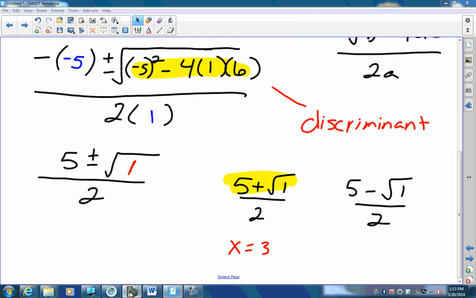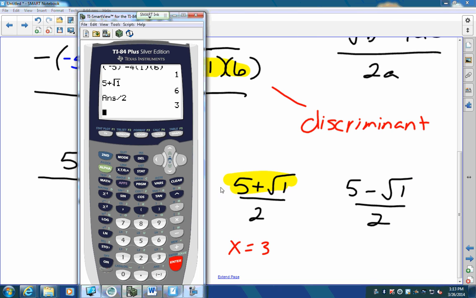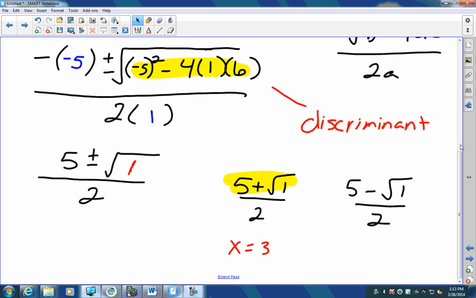Do the other one. So I'm going to go 5 minus this time the square root of 1. Press enter. And now divide that by your bottom number, by 2. You don't always divide by 2. You divide by whatever number's at the bottom. It just depends. You'll see on the next one. So I get x equals 2.